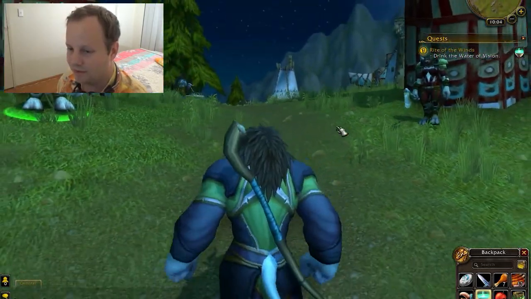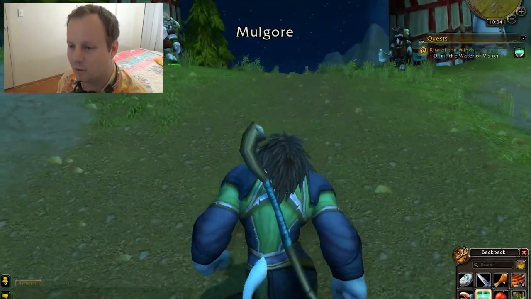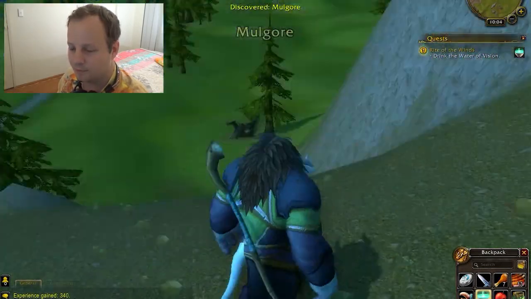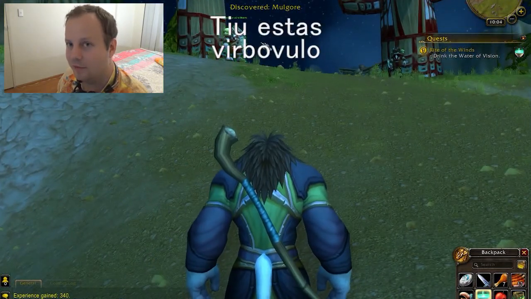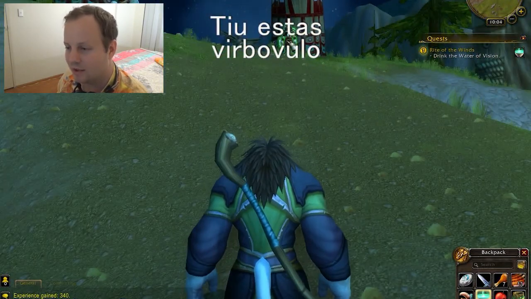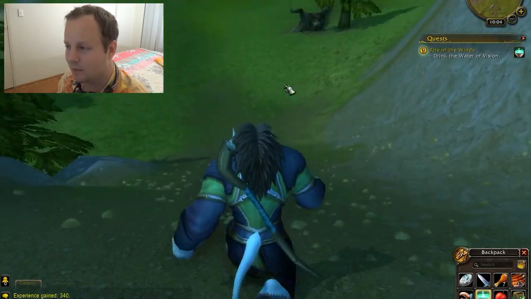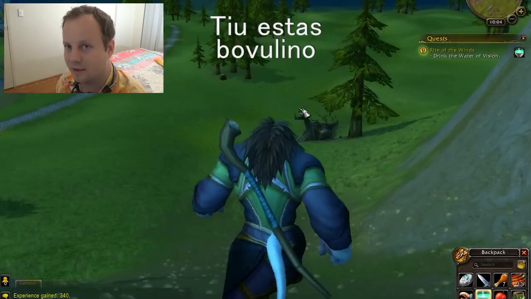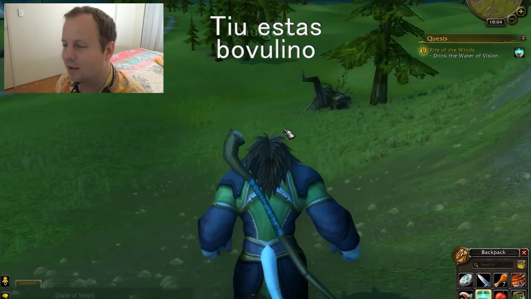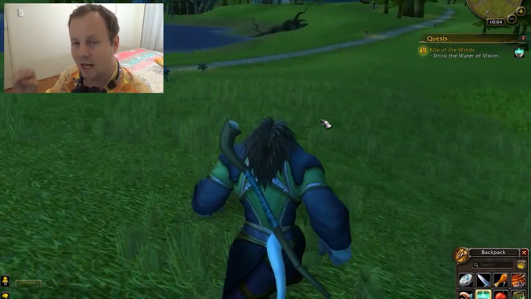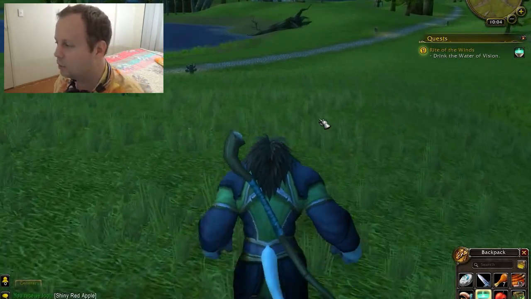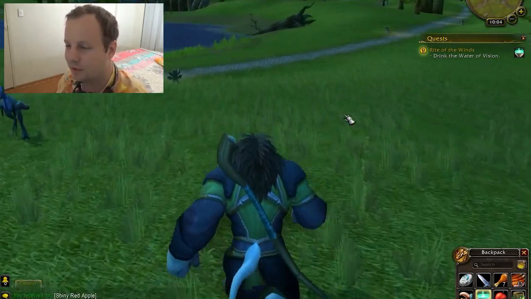And how would we say that's a male tauren? We'd say tiu estas virbovulo. And how would we say that is a female tauren? Tiu estas bovulino. Okay, very good. Now I'm going to head over here. I'm going to cut it just before we get there, and then we'll just finish up with a tiny bit of revision for the day.